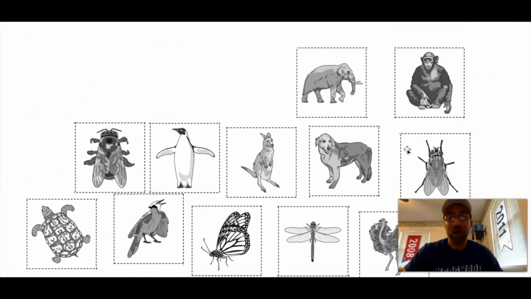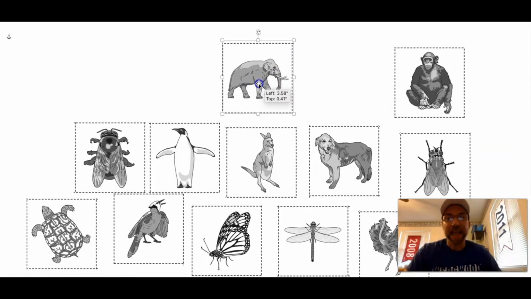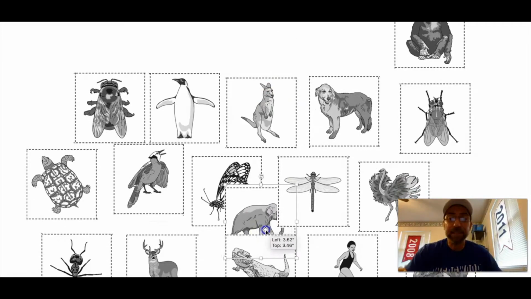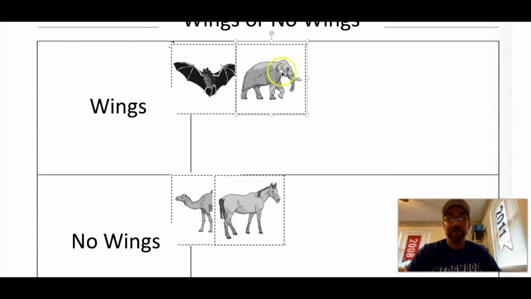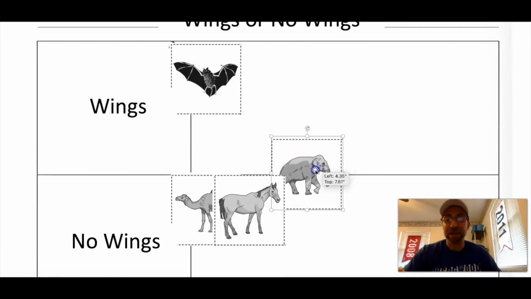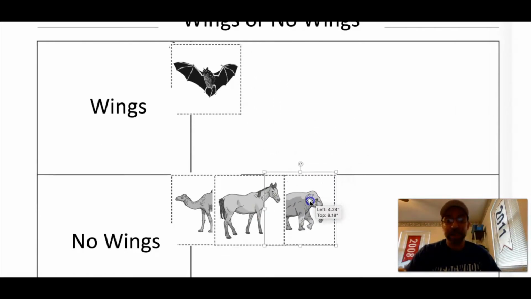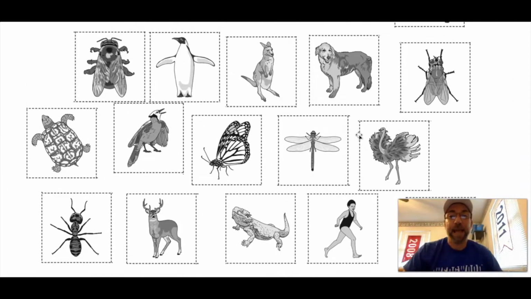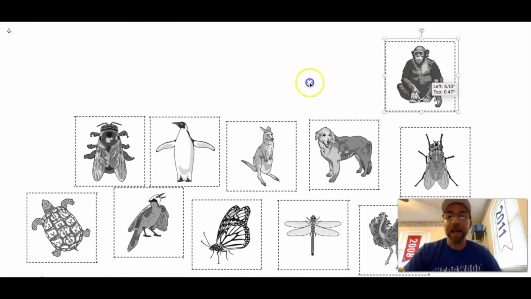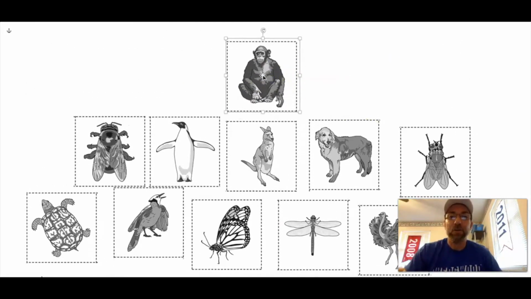My next card is an elephant. Does an elephant have wings or no wings? Well, the elephant has no wings. So I'm going to put that card in the no wings category. And now I have, it looks like, an ape, a monkey.